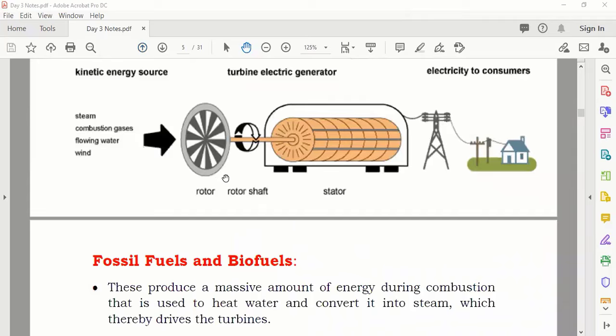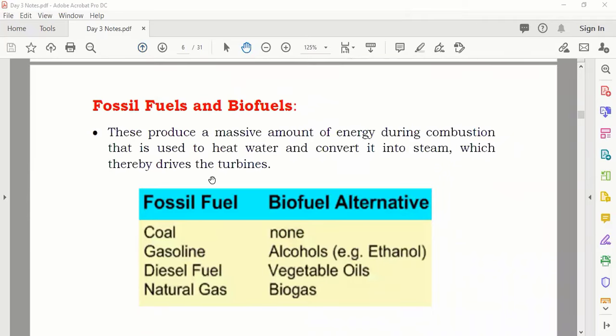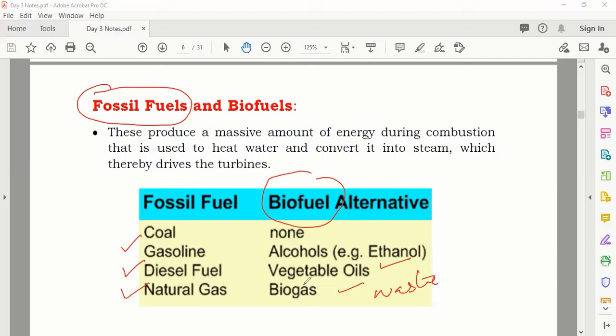Now, the fossil fuels and biofuels, you should know the difference between them. Fossil fuels means the fuels which are produced from fossils, like coal, gasoline, diesel, natural gas. But biofuels means you will produce them from plants, like vegetable oil, and sometimes you use animal waste. Maybe they use that waste of animals to make a gas. That gas is known as biogas.